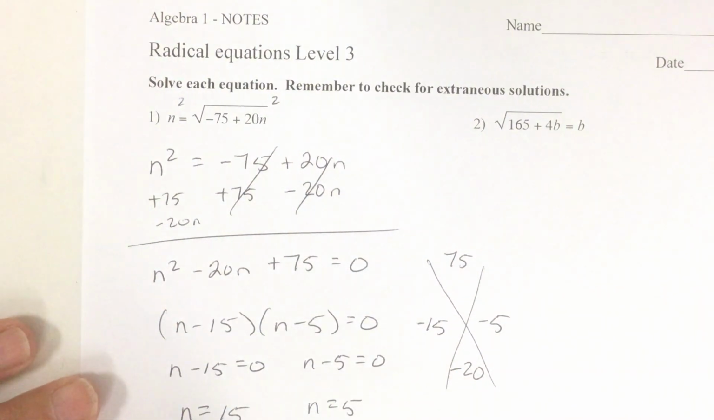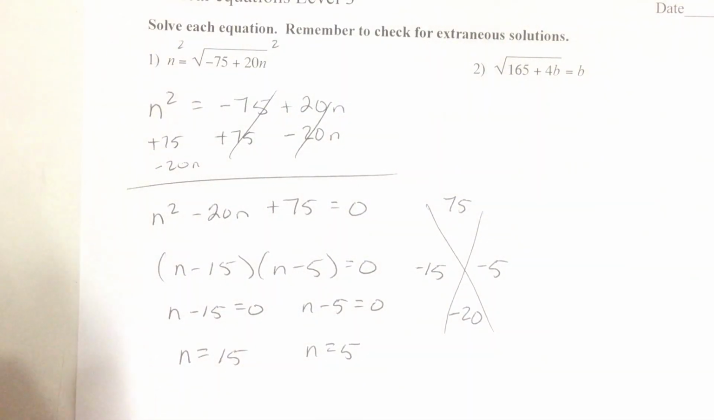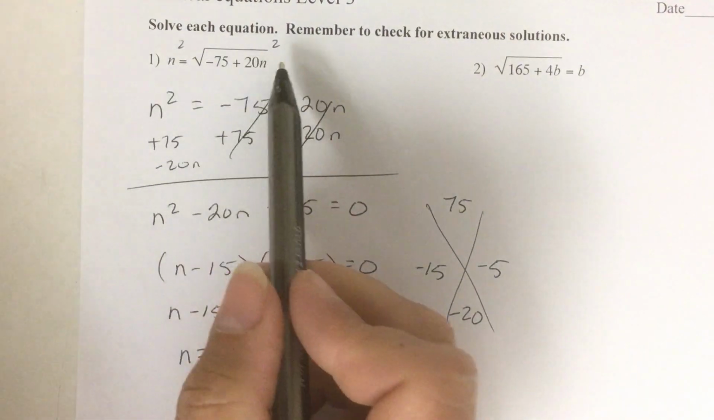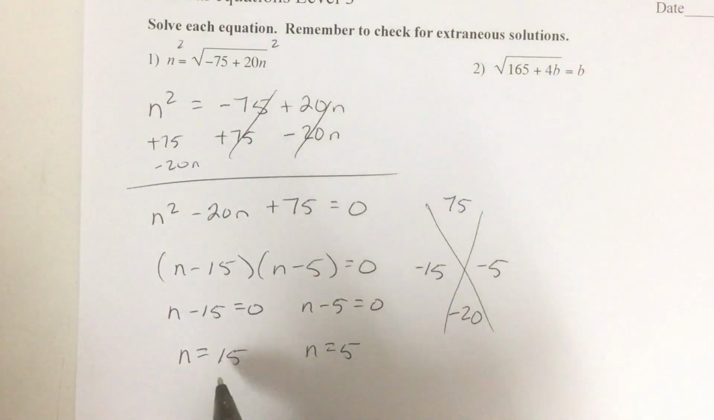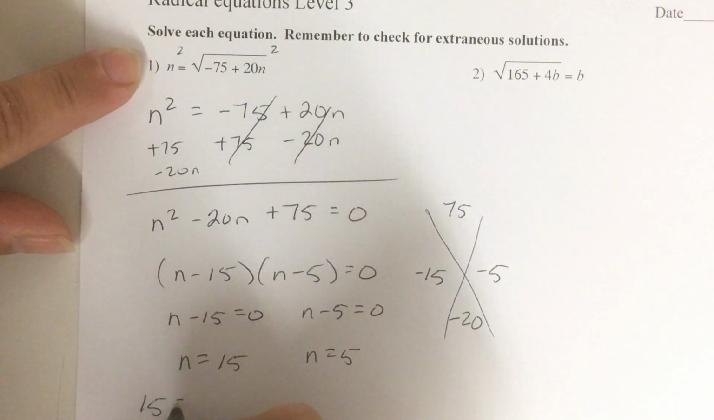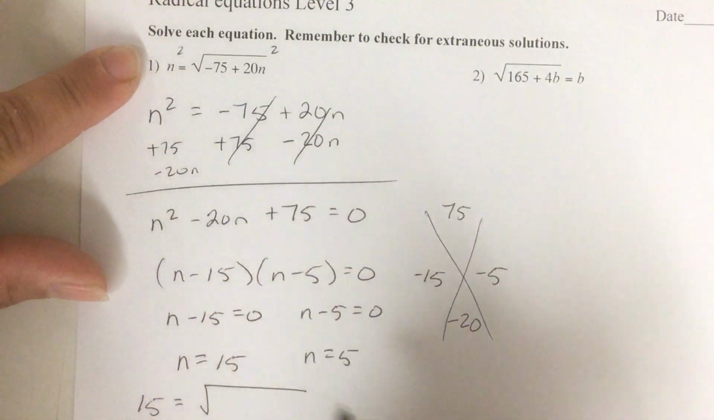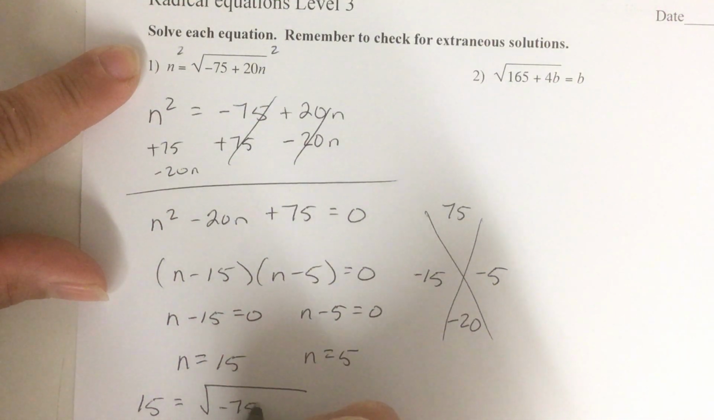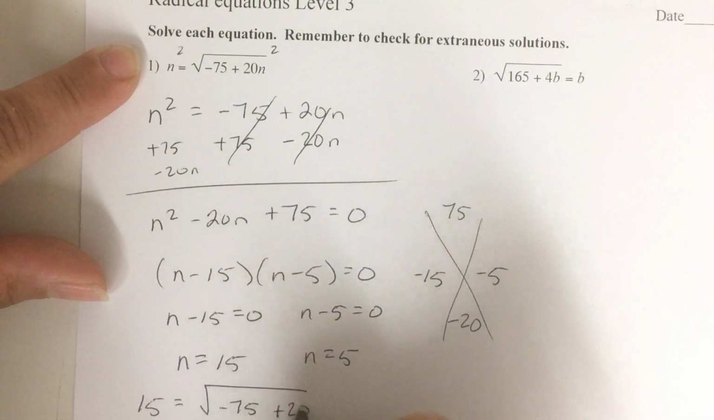Now, a new step that you have to do at this level, because we get this quadratic, is check both of the answers and see if they both work. Sometimes they both won't work. Sometimes one of them will give you a negative. So you take 15 and you plug it in. So 15 is equal to the square root of negative 75 plus 20 times 15.